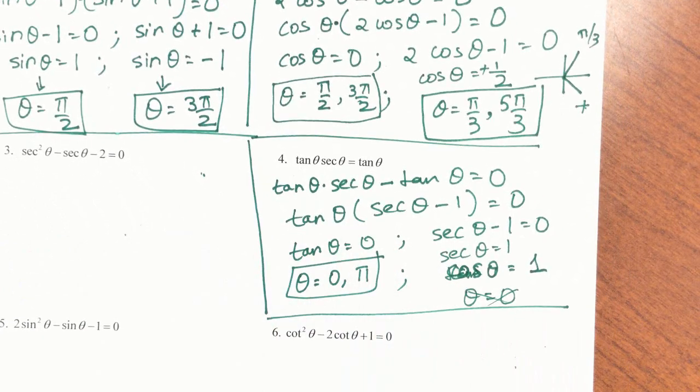All right, take a look at number 4. You will again get theta equals 0, and that is an extraneous solution because I already have 0 here, so you don't need to rewrite it. Basically, you're saying 0 and pi will satisfy my equation.